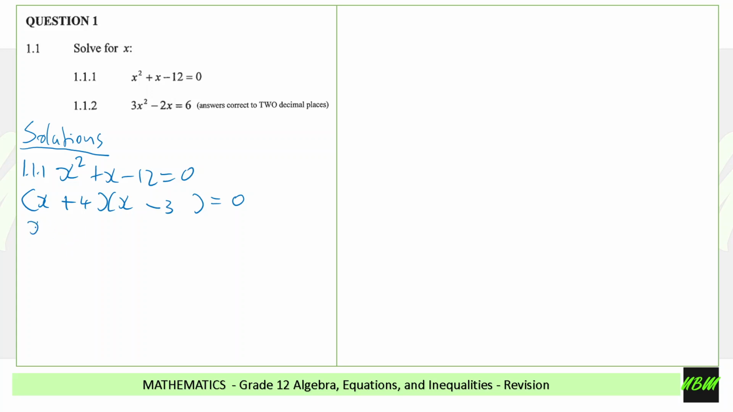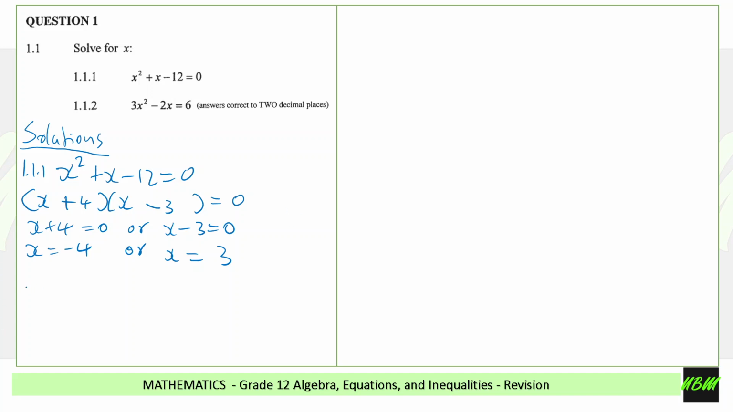Then from here, equate each factor to 0: x plus 4 equals 0, or x minus 3 equals 0, and solve for x. x will be equal to negative 4, or x will be equal to 3.